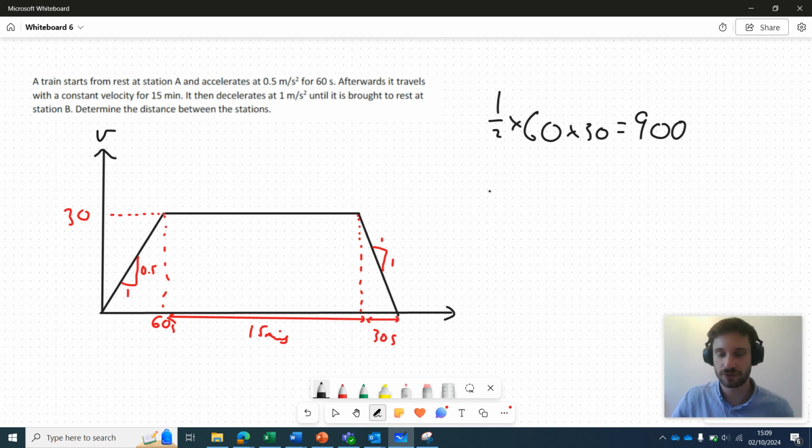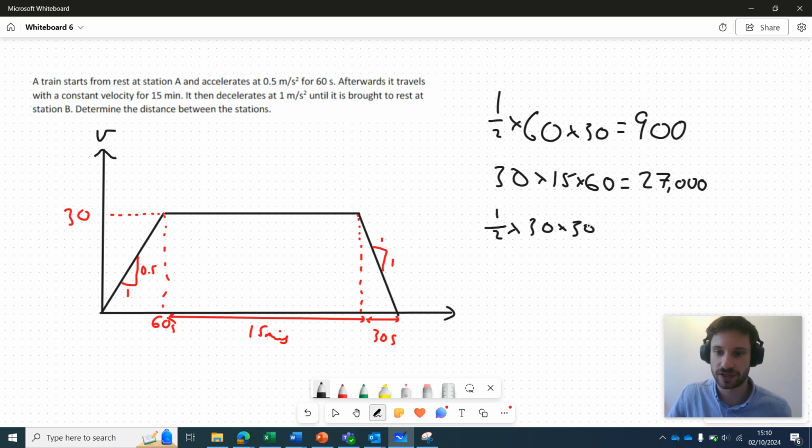The rectangle in the middle, if you don't know already, the area of a rectangle is given by height times width. So in this context, we've got 30. And we want to make sure that our units are consistent. We want to describe this 15 minutes in seconds. So there are 60 seconds in a minute. So we could describe it as 15 times 60. And this is equal to 27,000. And the final triangle, half times base times height again, half times 30 times 30 equals 450.